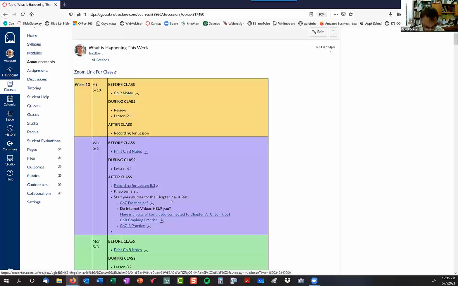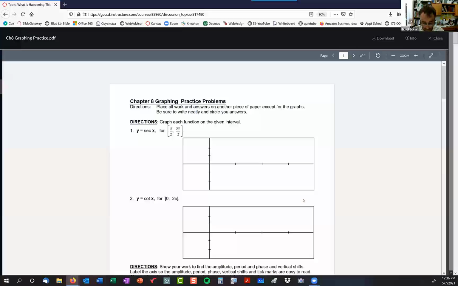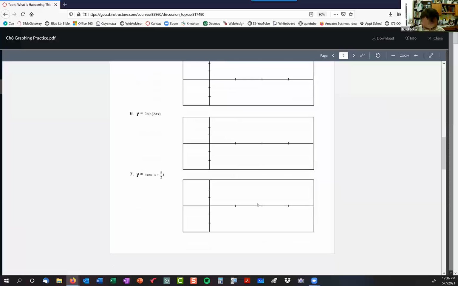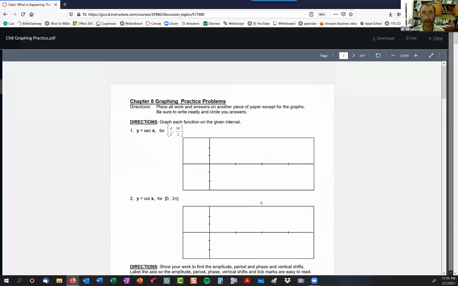And so I put a few resources for you. There's chapter 7 practice, there's chapter 8 practice, and then there's a combination of 7 and 8 to practice with. I think that chapter 8 practice there is a biggie. It really will challenge you to let you know that you understand the stuff or you don't. This has 7 graphs that I kind of want you to graph by hand without your calculator.